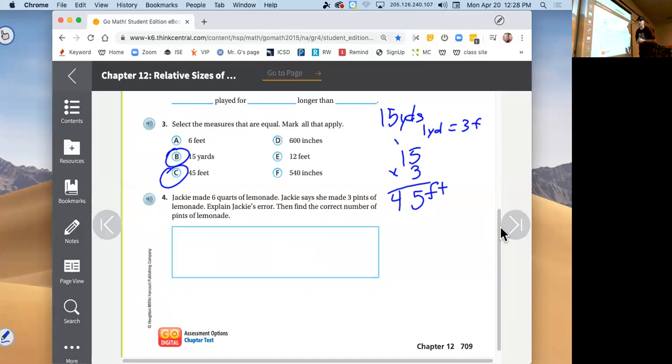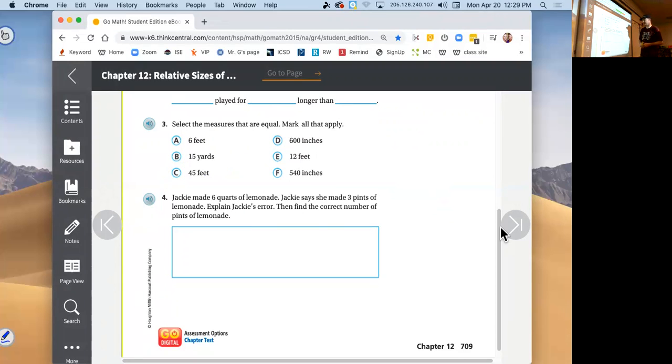Now you've got to figure out what is the other one that's the same. We know this one's not it, and we know this one can't be 6 feet because that's 45 feet. So it's either D or F. You need to figure out, is it D, 600 inches, or is it F, 500 inches? You're going to have to find out 1 yard is how many inches. Well, if you look on here, 1 yard is 36 inches, and you can figure out the rest by yourself. Okay?